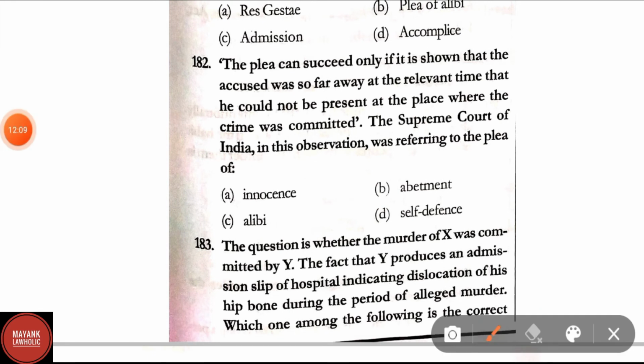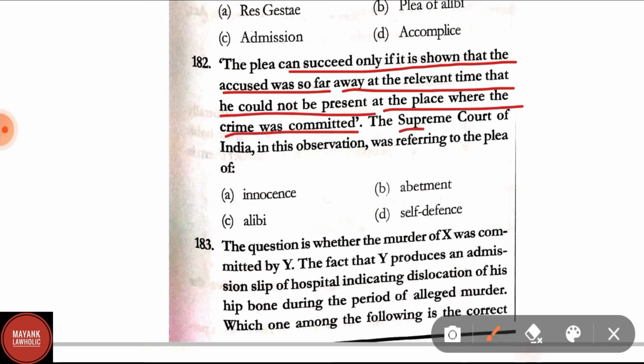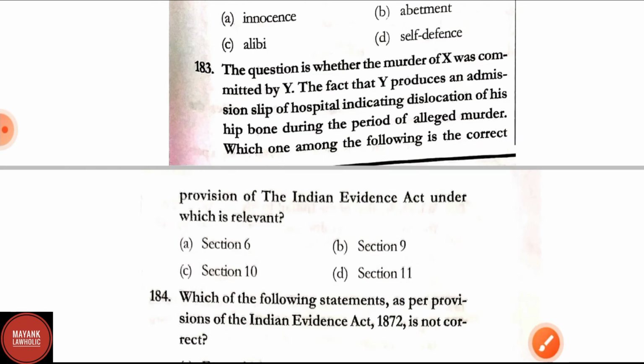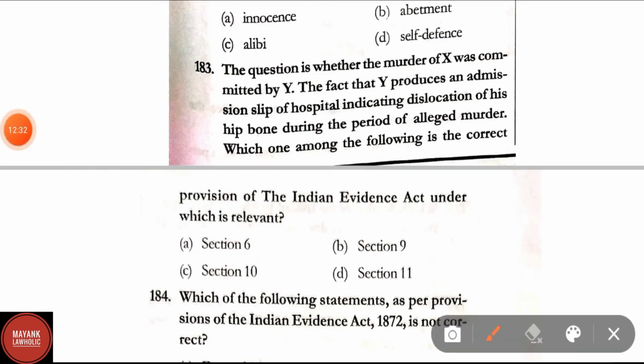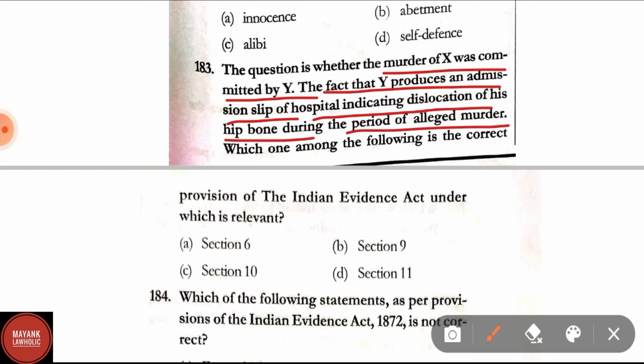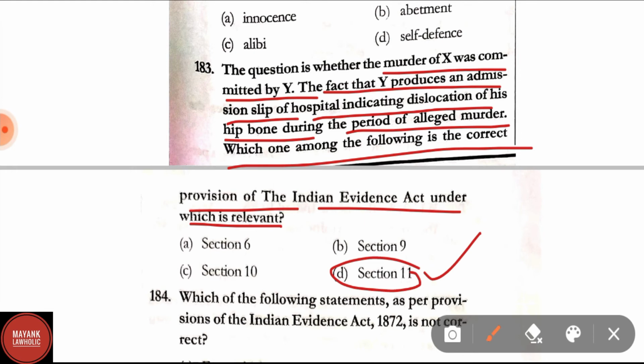Question number 182. The plea can succeed only if it is shown that the accused was so far away at the relevant time that he could not be present at the place where the crime was committed. The Supreme Court of India in this observation was referring to the plea of option A, innocence, option B, abetment, option C, alibi, and option D, self-defense. Here correct answer is option C, that is alibi. Question number 183. The question is whether the murder of X was committed by Y. The fact that Y produces an admission slip of hospital indicating dislocation of his hip bone during the period of alleged murder. Which one of the following is the correct provision of the Indian Evidence Act under which it is relevant? Here correct answer is option D, that is Section 11.